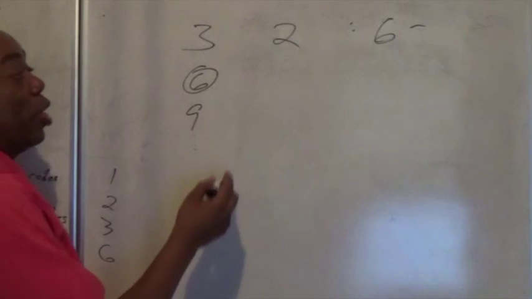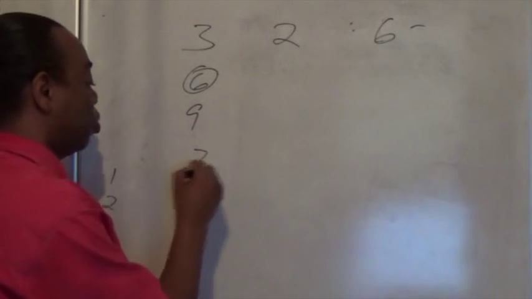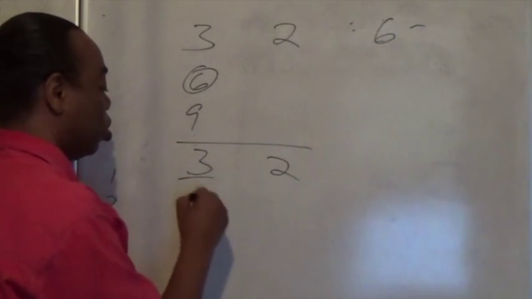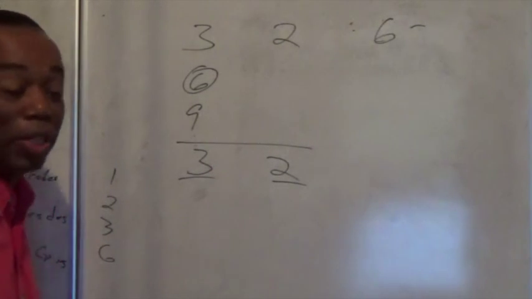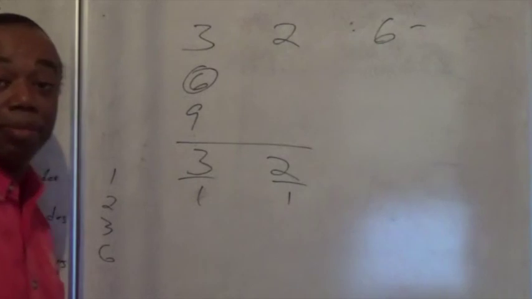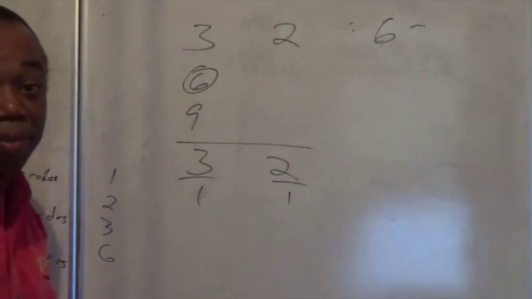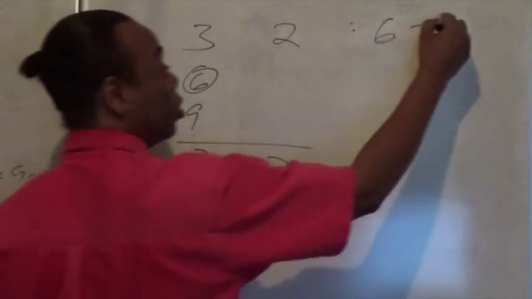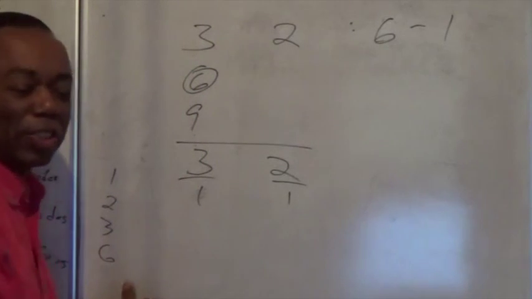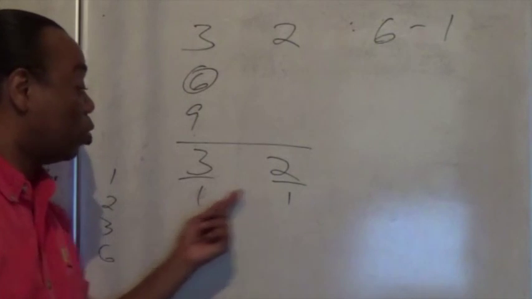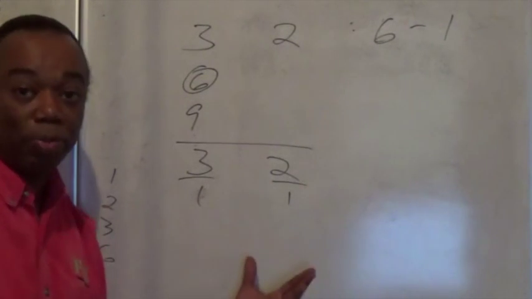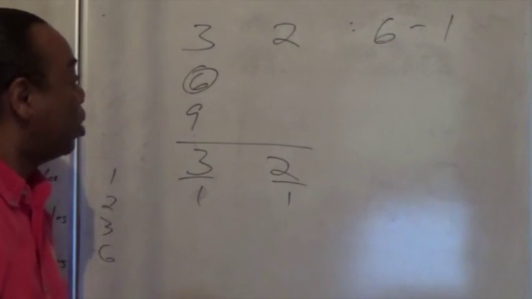Okay, for my greatest common factor, I'll use division. 3 and 2 can each be divided by what number? It's 1. That's the greatest number that can divide both. You say both, and that's why we use the word common. Common means both. So 1 can be used on both, or 1 is common to both of them. And that's it.